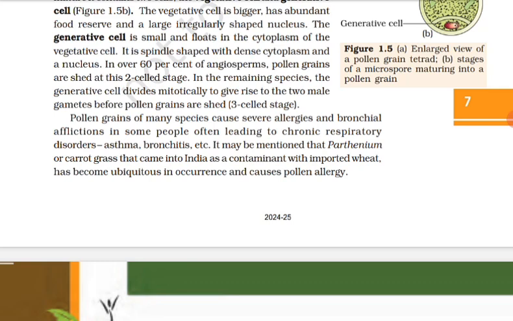The exine exhibits a fascinating array of patterns and designs. Why do you think the exine should be hard? What is the function of germ pore?